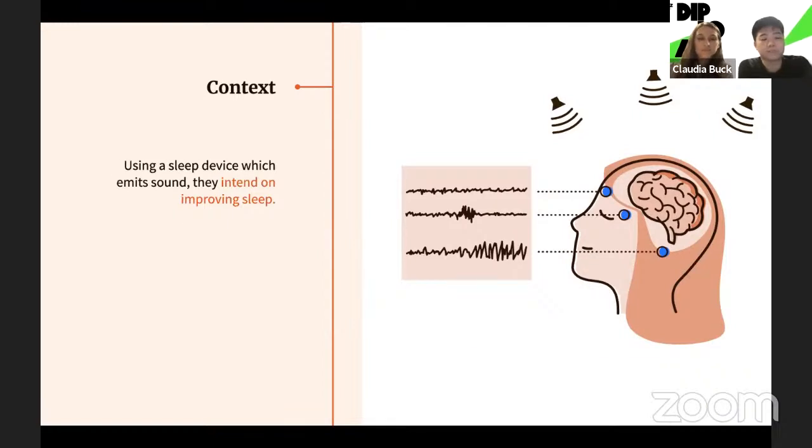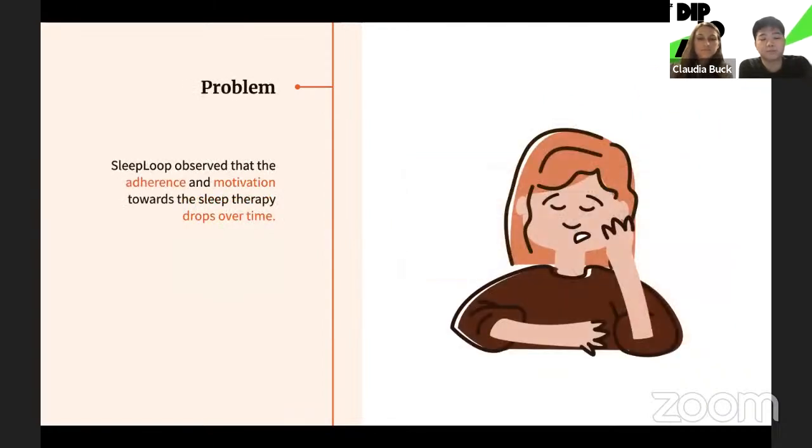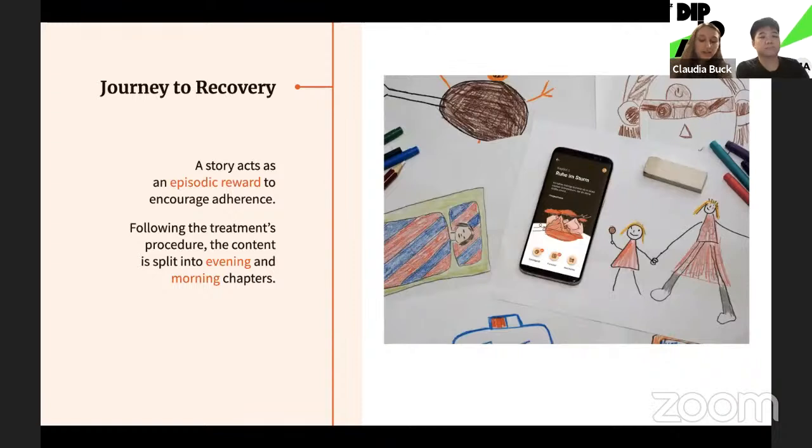The problem that Sleep Loop have observed is that the motivation and adherence drops over time. This means that the patients never finish the treatment properly. With the intention of investigating this challenge, we set out to develop Journey to Recovery for our Bachelor project. So Journey to Recovery aims at encouraging motivation by using storytelling as episodic rewards.